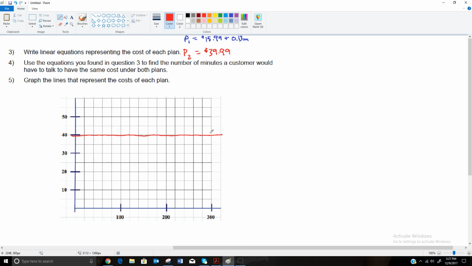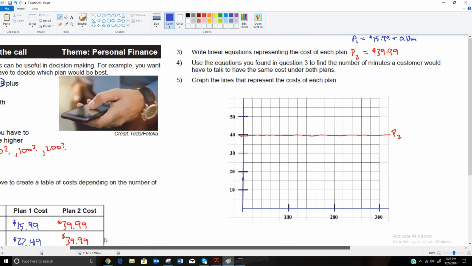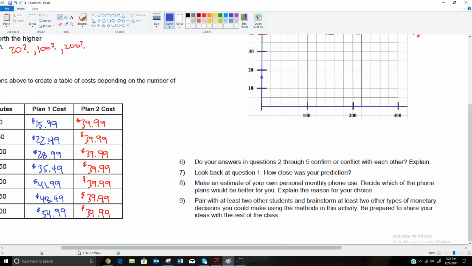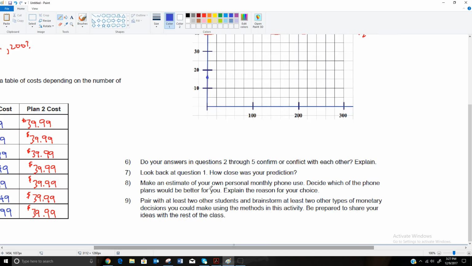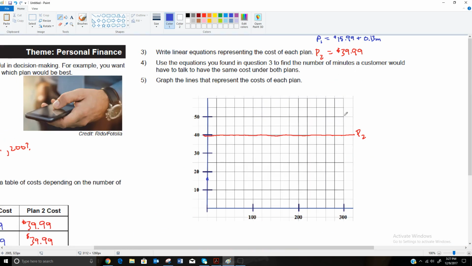Actually amazed I was able to stay that straight. Okay, so that's for plan 2. Now for plan 1, we're going to start at $15.99, which, for a graph, you wouldn't be able to distinguish from 16, so it's right about there. And then I'm going to pick one of my points off of the table so I can use it. So after 300 minutes, it was at $54.99. So 300 minutes was at 54. This is 55, so $54.99 is right here. Okay. And then I'm going to use the handy dandy tool here to connect those.